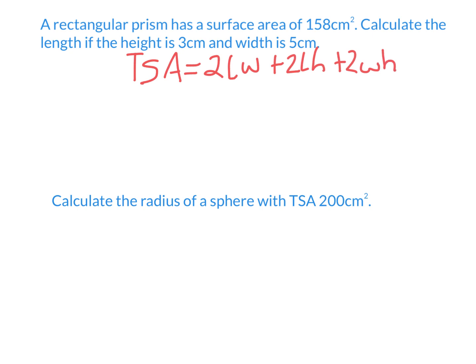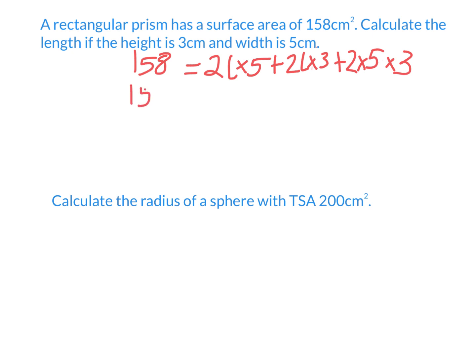The second step is to substitute what you know. Well, the question tells us that height is 3 centimeters. So everywhere I see a H, I'm going to replace it with 3. Similarly, everywhere I see a W, I'm going to replace it with 5. And finally, we were told that the total surface area is 158, so I replace that with 158. I now have an equation that has just one variable, so it can be solved pretty easily.